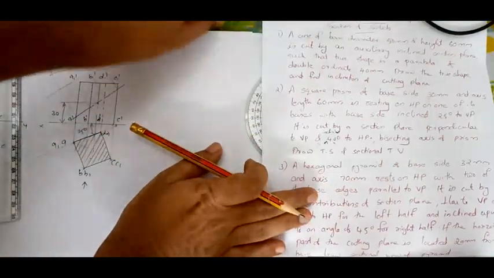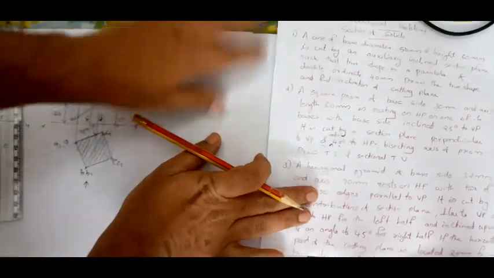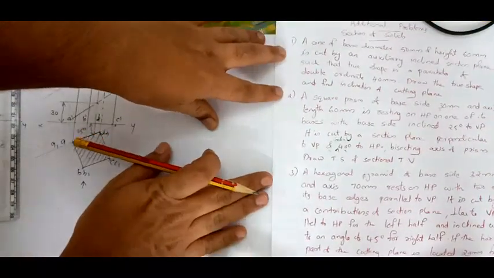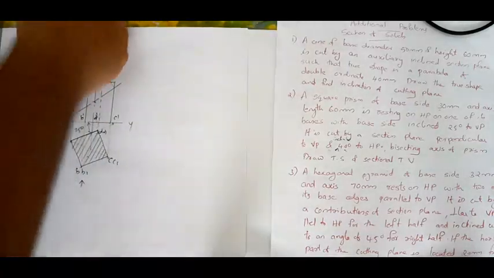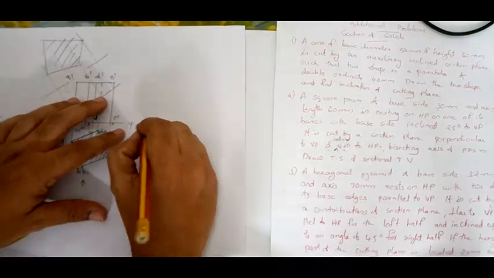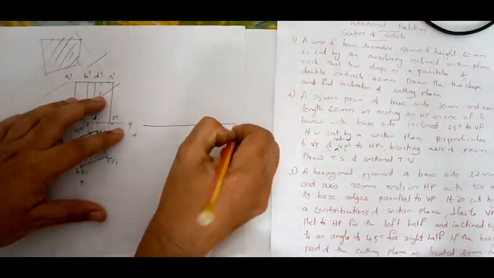Now we will go to the third question. Third question is hexagonal pyramid of base side 32 mm, axis 70 mm, first on HP, with 2 of its base edges parallel to VP. So first we will be drawing the front view and top view. So this will be your XY line.